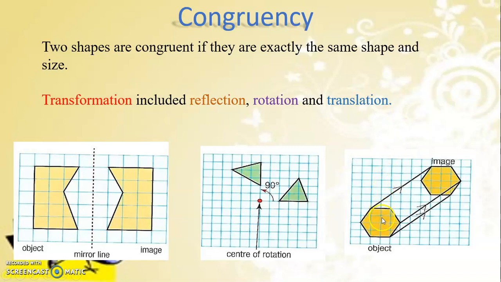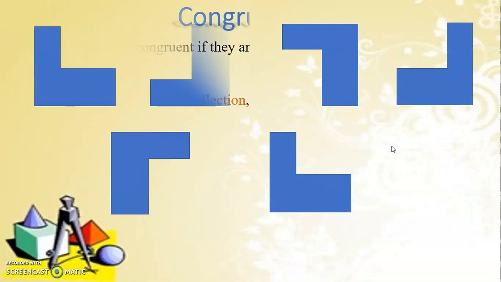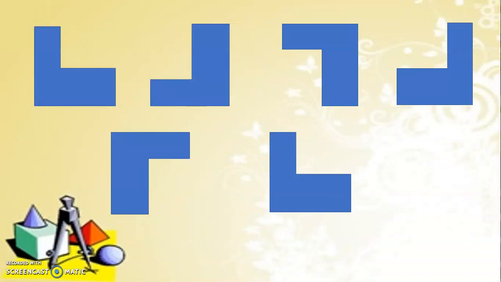Translation. The object is translated to the other side, but still it doesn't change the shape and the size. Look at this L shape. This L shape is already translated, reflected, and rotated, but we can still say they are congruent to each other.